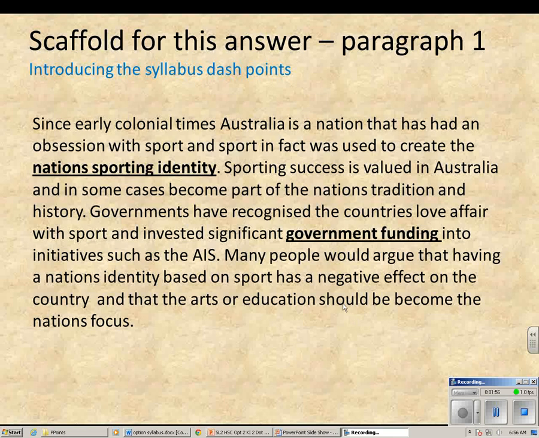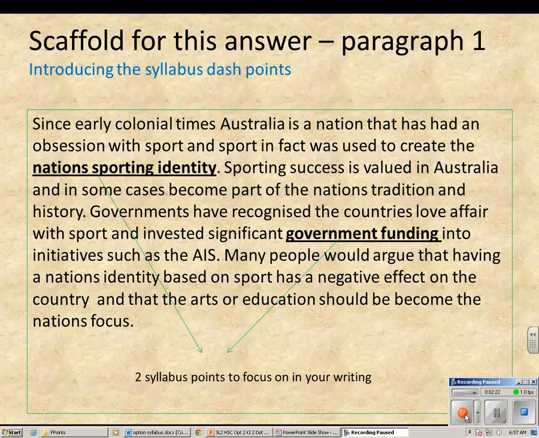I guess the critical analysis part of it in this last sentence, where I've actually said many people would argue that having a nation's identity based on sport has a negative effect on the country, and that arts or education should be more of a focus. So I've introduced my syllabus dash points, what I'm going to talk about, and also given an idea as to what my argument is going to be on Australia having its identity based around sport.